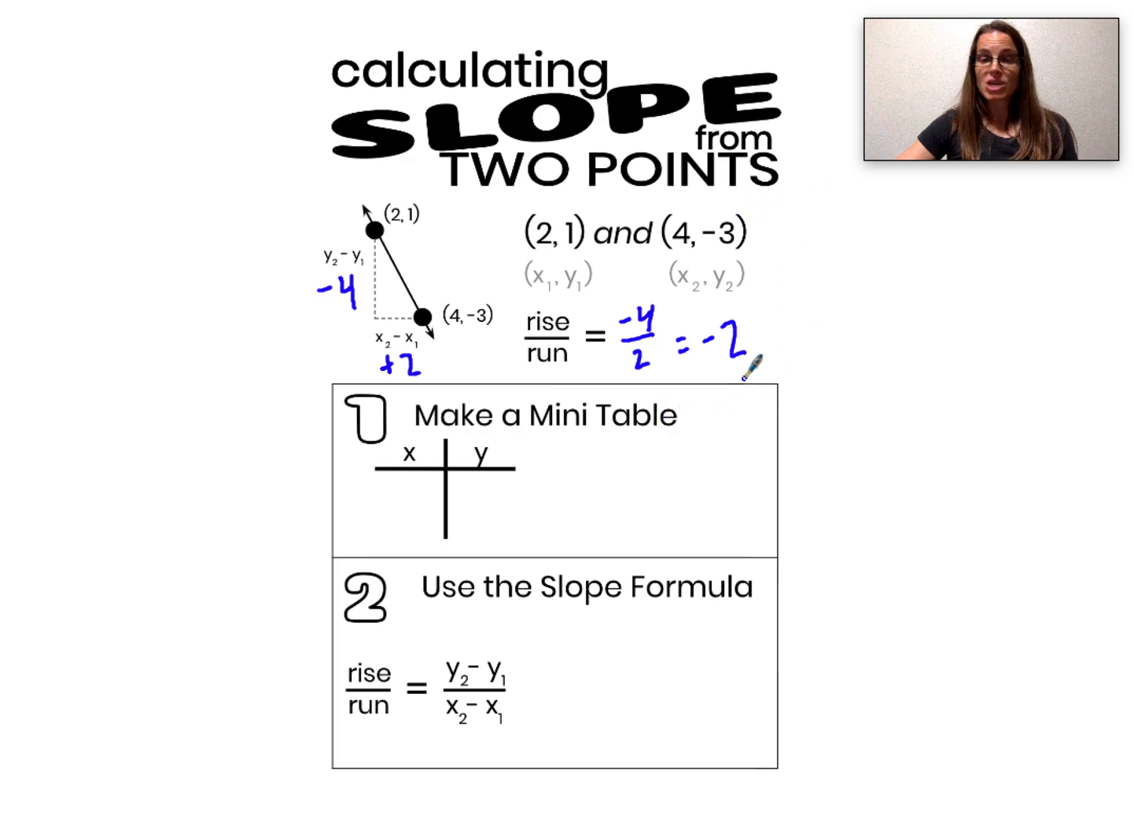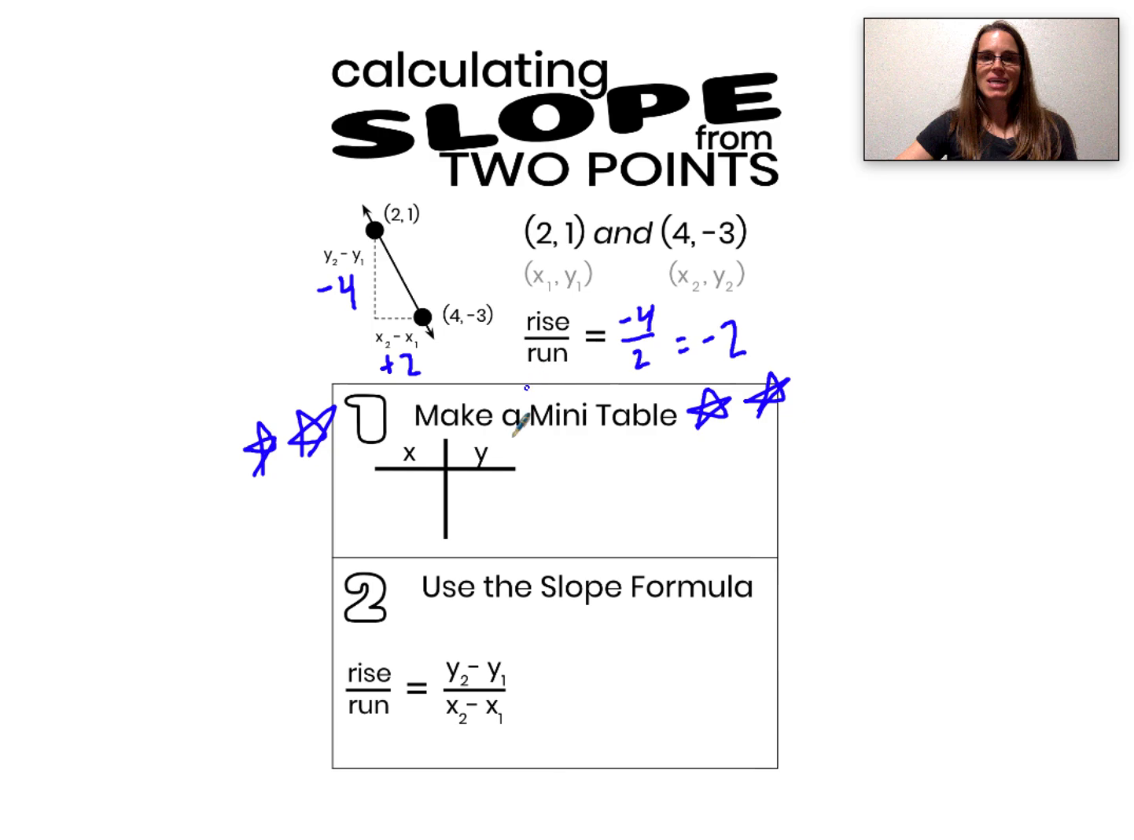This is the intuition behind how we find the slope between 2 points, but it's not really the general strategy. Usually you're not going to actually want to plot or sketch the 2 points. There are 2 other strategies that enable you to perform this computation in a little bit more convenient way. The first one that I highly suggest is to make a mini table.